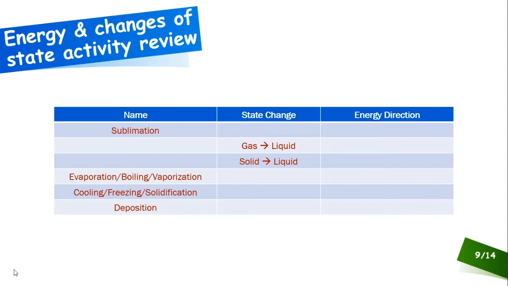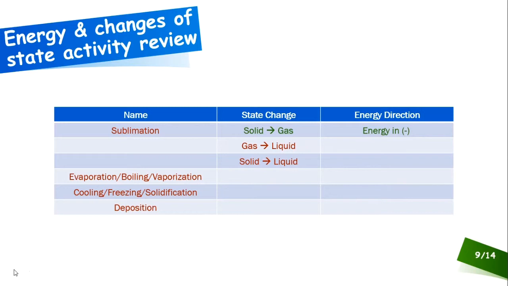All right, let's look at what you did. So first item there, sublimation. This is a state change from a solid to a gas. And when you're getting closer to that gas state, the energy direction is going to be negative. That's energy into the system.